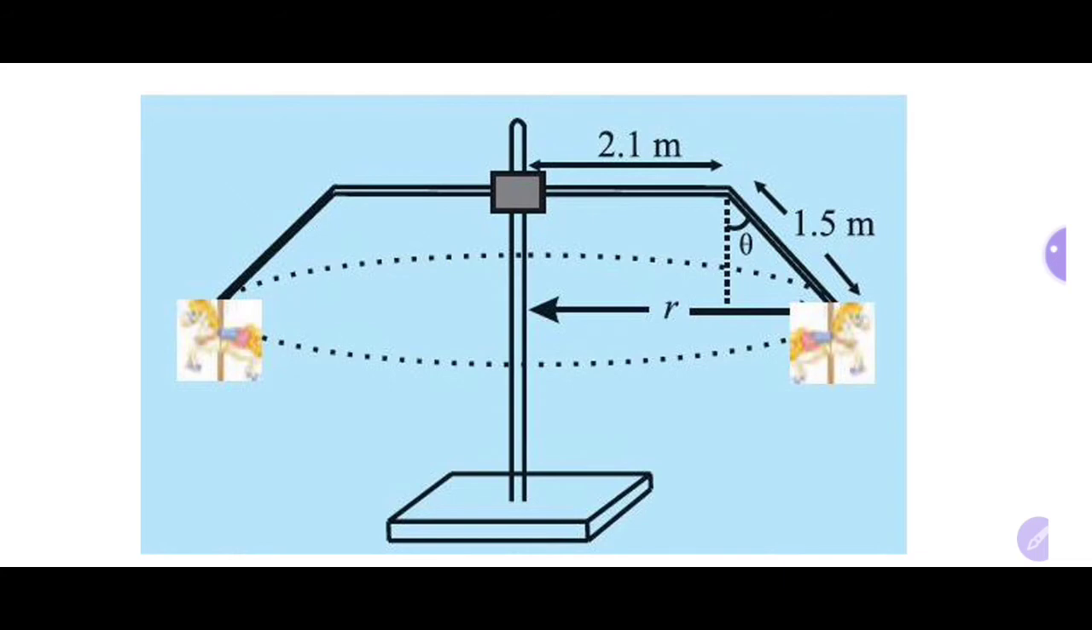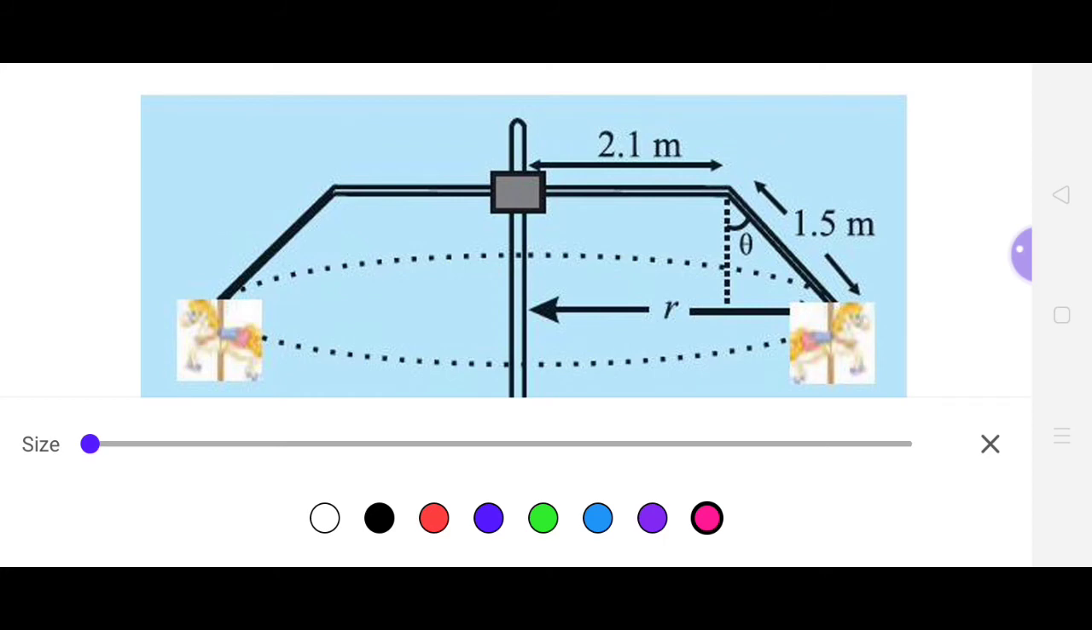Now we have to calculate this. Initially, when the merry-go-round is at rest, the position is like this. This is the position of the rod. This horizontal rod is fixed, and this vertical rod is like this initially. So the value of r will be 2.1 meter only. Now when the merry-go-round starts to rotate, this rod moves in this direction away from center due to centrifugal force.